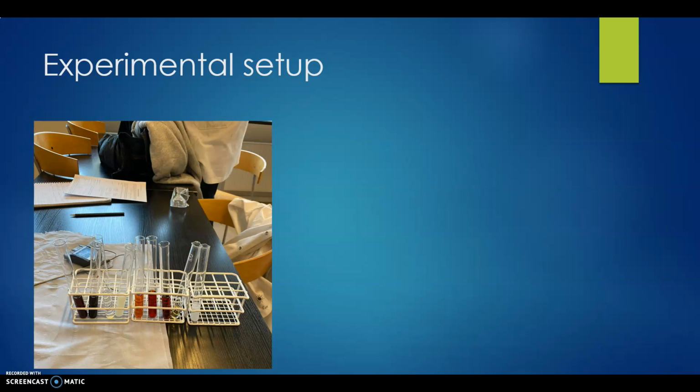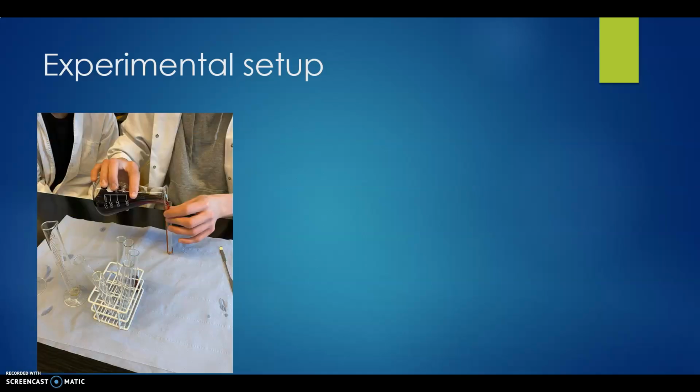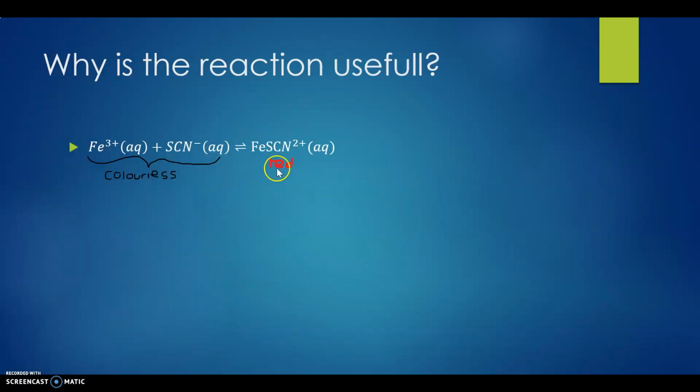So why is this reaction useful? It's useful because it reacts very quickly, and also we can use the color as the observation because it's easy to see if there's a favor in reactants or products. Hence, the products are red. So if there's a favor in products or reactants, we can see if it turns less red or more red.